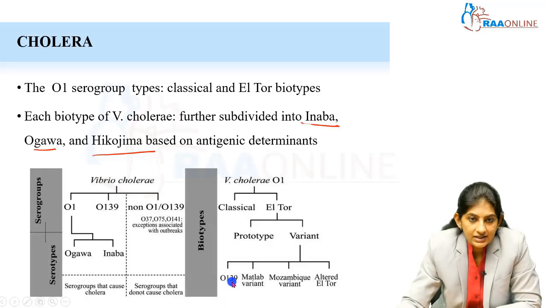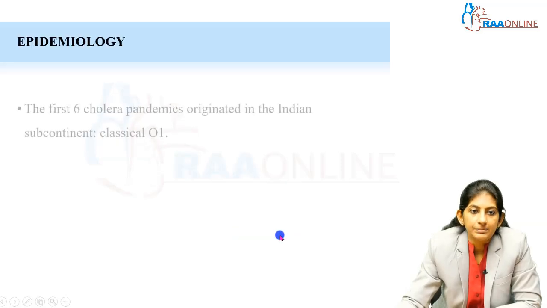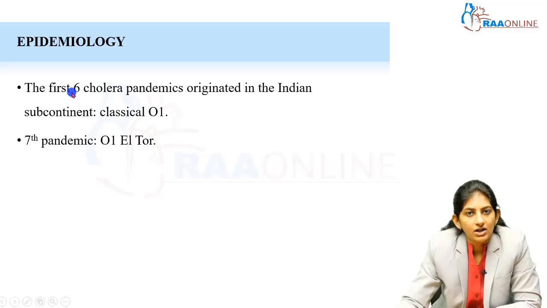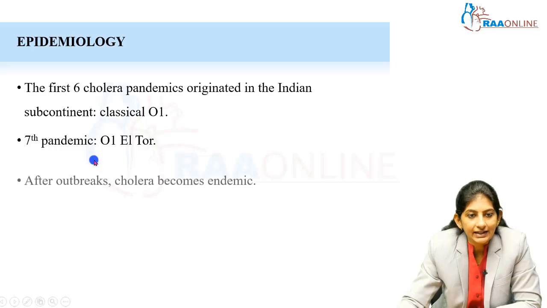What you want to remember is that O1 and O139 are the major contributory organisms for pandemics and epidemics, and Vibrio cholerae O1 is further divided into classical and El Tor subtypes. The first 6 cholera pandemics in the world and in the Indian subcontinent were associated with classical O1, whereas the 7th pandemic was associated with O1 El Tor type.